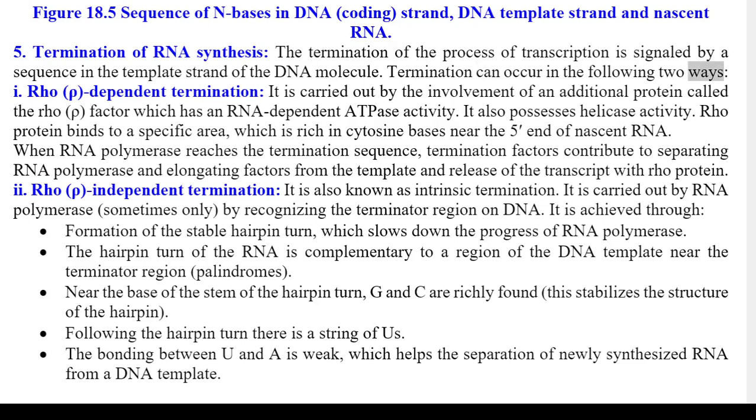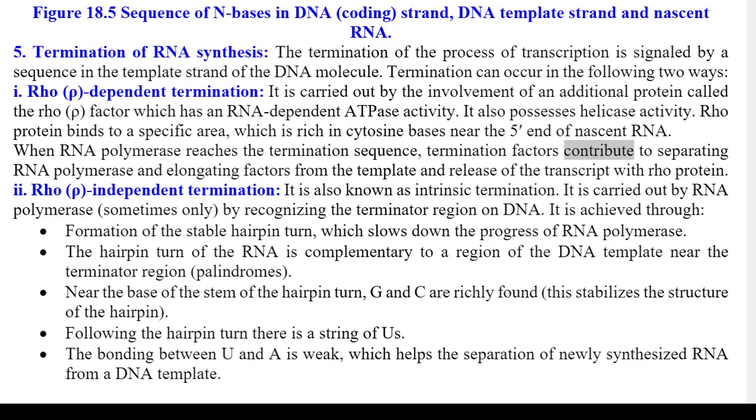1. Rho dependent termination. It is carried out by the involvement of an additional protein called the Rho factor, which has an RNA-dependent ATPase activity. It also possesses helicase activity. Rho protein binds to a specific area, which is rich in cytosine bases near the 5' end of nascent RNA. When RNA polymerase reaches the termination sequence, termination factors contribute to separating RNA polymerase and elongating factors from the template and release of the transcript with Rho protein. 2. Rho independent termination. It is also known as intrinsic termination.